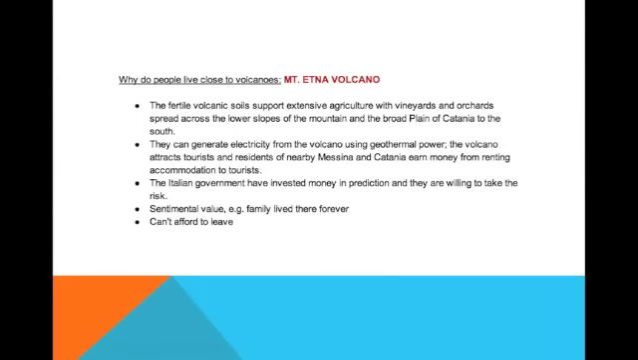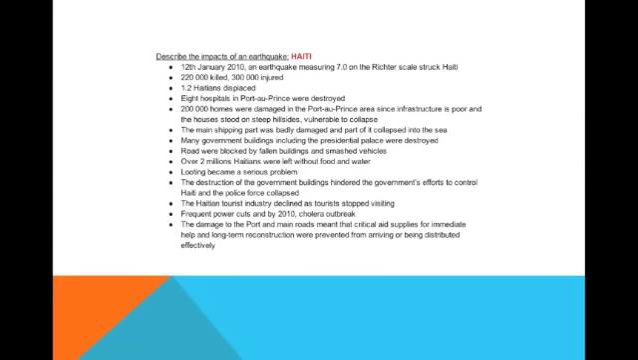The volcano attracts tourists to nearby Messina and Catania, and so they earn money from renting accommodation to tourists. Also, the Italian government has invested a lot of money in prediction, and they are willing to take the risk. Sentimental value, e.g. family has lived there forever, or they may not even be able to afford to leave.